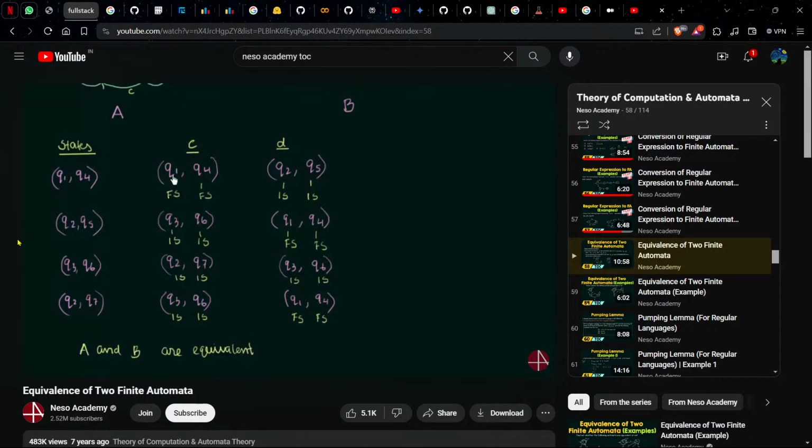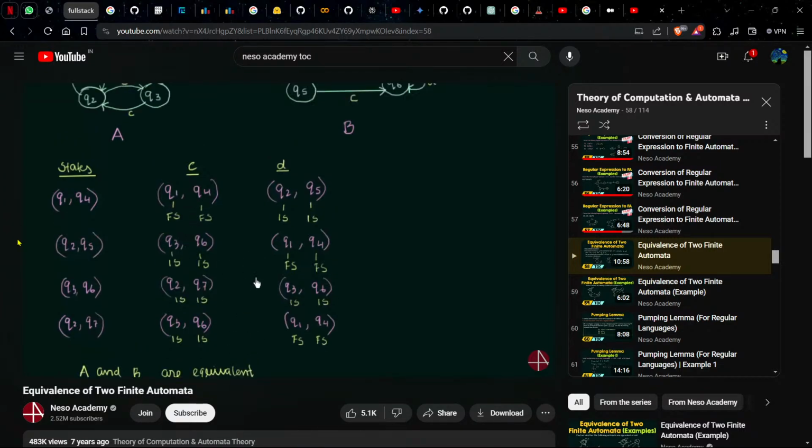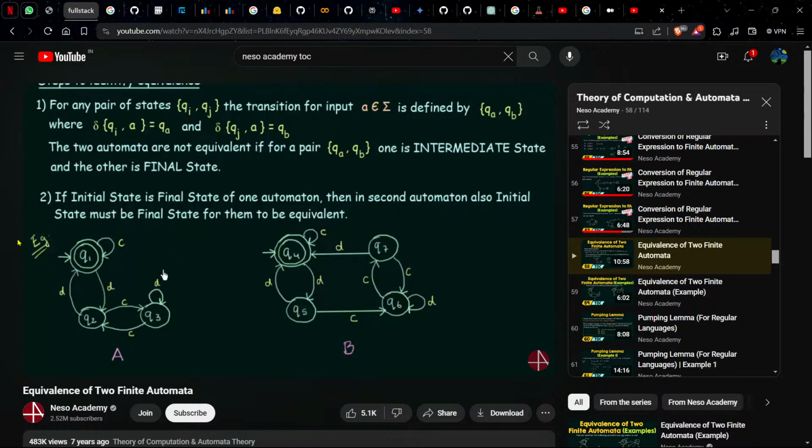Now when you are checking, if you find that in any of the pairs one is final state and another is intermediate state, then you stop checking and confirm that they are not equivalent. But from this example, we found that both these automata are equivalent. So these are the steps that we follow, and I hope it's clear to you in this example.